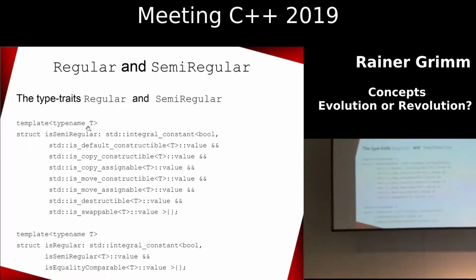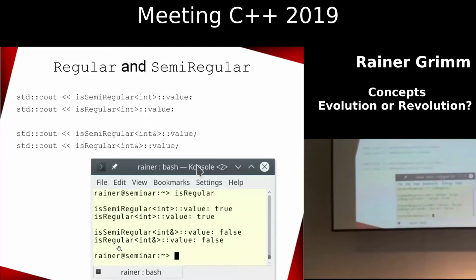Once more, is semi-regular. Here I combine all the type traits which are necessary to answer the question, is it semi-regular? And here I use this from above, is semi-regular, combined with my type trait. And now I can detect at compile time, is it regular, is it semi-regular? And here I use it.